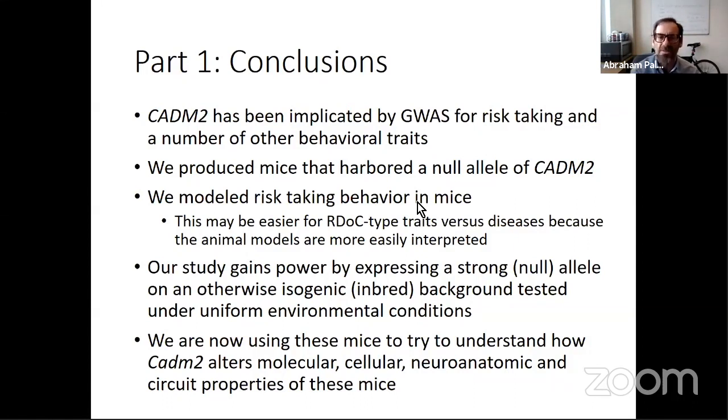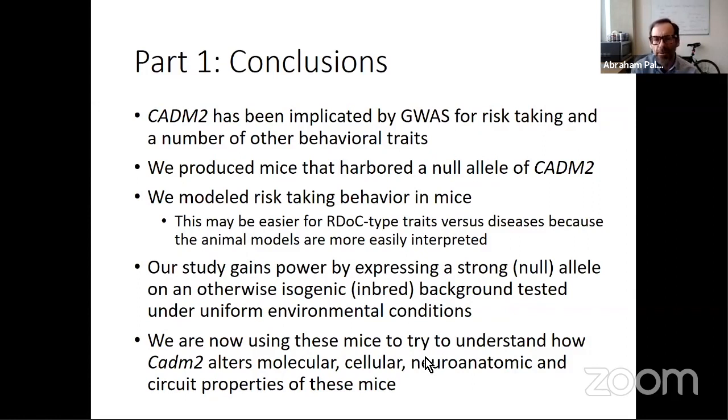And so an advantage of this design is that the primary GWAS findings were from sort of an RDoC-like trait or an endophenotype, depending on your parlance. And that made it easier to choose an appropriate behavioral model in animals to test. I think that made our job easier. As I've already tried to emphasize, we had a stronger allele on an isogenic background with controlled environmental conditions. All of those things massively improve our power. And it means that in a sample of about 50 or 60 animals, we were able to get these very robust associations with the risk-taking behavior.